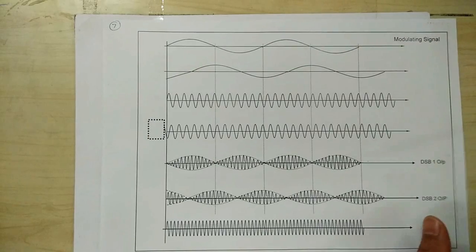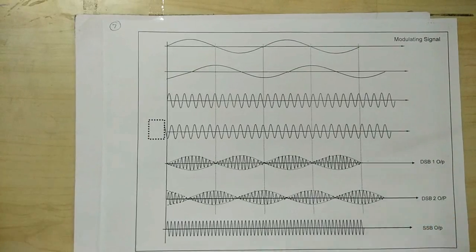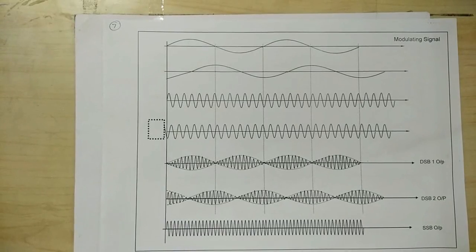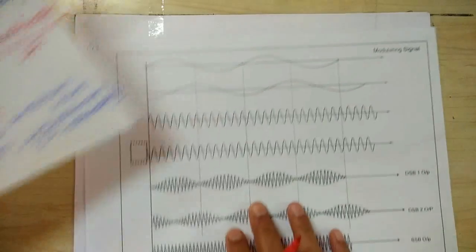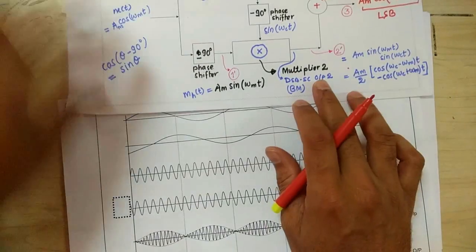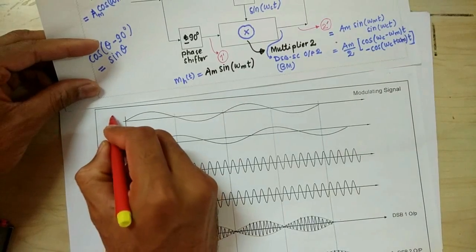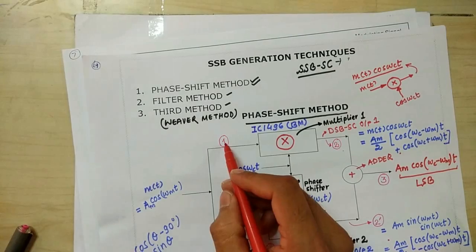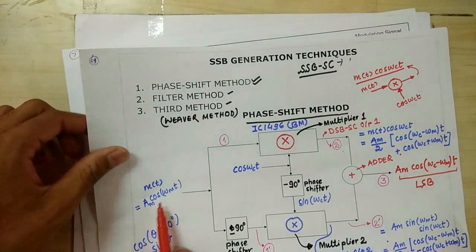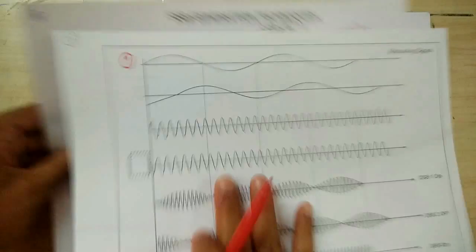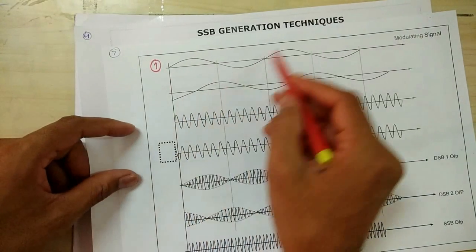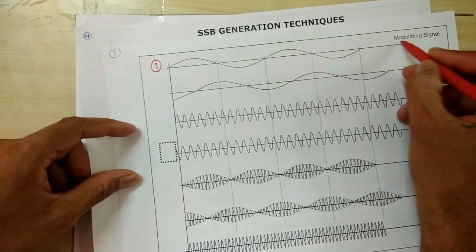Let us try to plot all of these equations on the graph paper. So let's take this. If you see this point number 1, what is point number 1? This is my point number 1, where it is Am cos omega m t. So this is just the cos omega m t. This is the sine wave, my message signal.